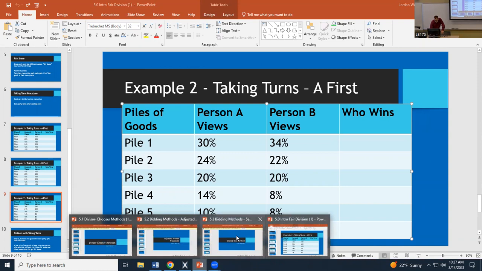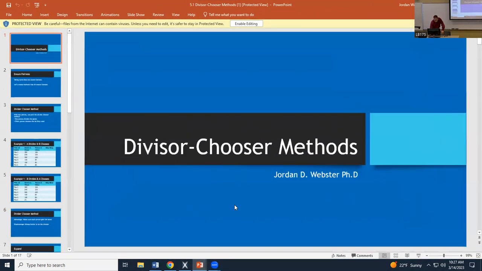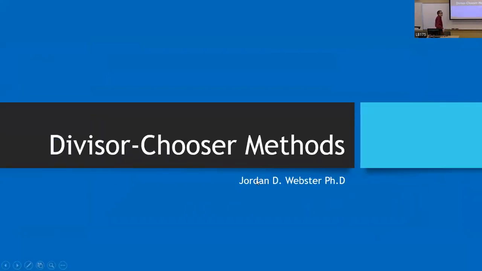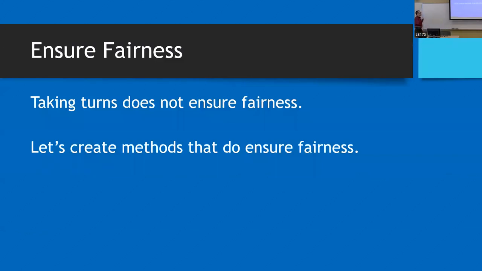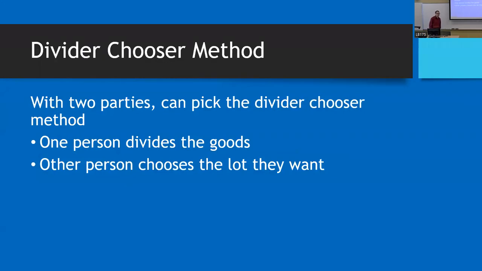So what we're going to do is we're going to create some methods that do guarantee fair shares, right? The first methods that guarantee fair shares are what we call divider-chooser methods. So we want methods that ensure fairness, because the taking turns method did not ensure fairness. Doesn't ensure I get a fair share. Let's start out with the divider chooser method, where we only have two people.